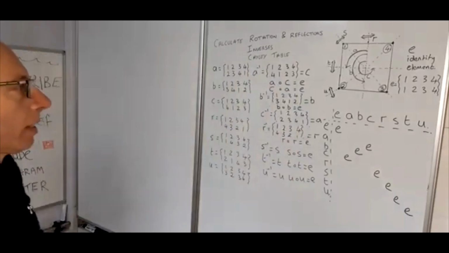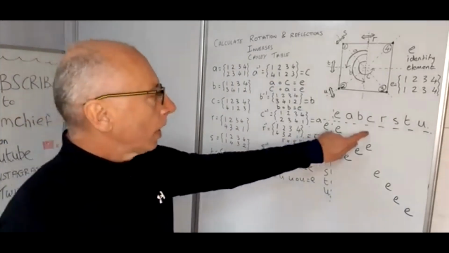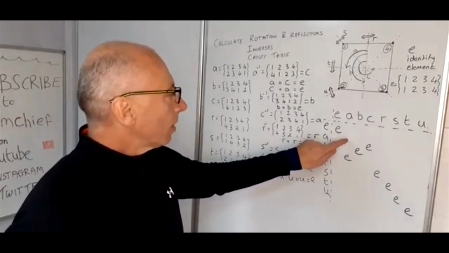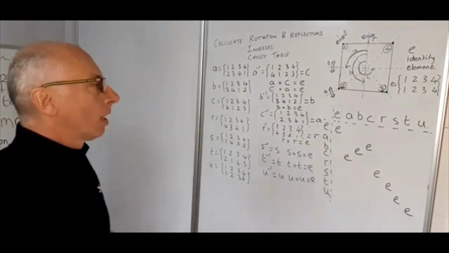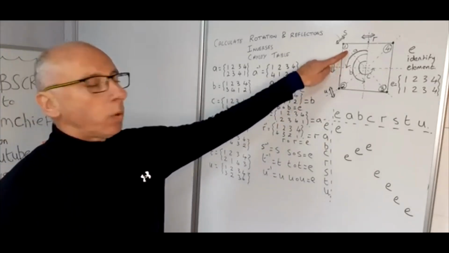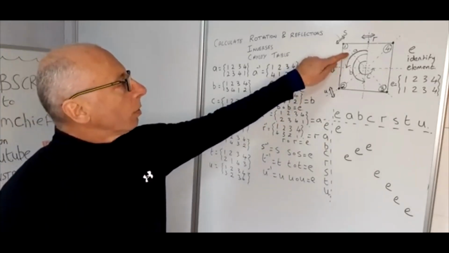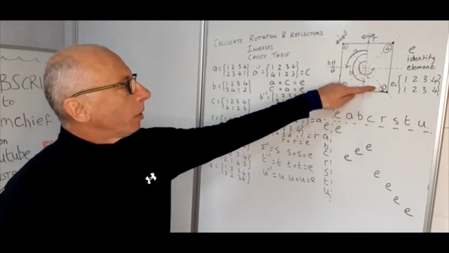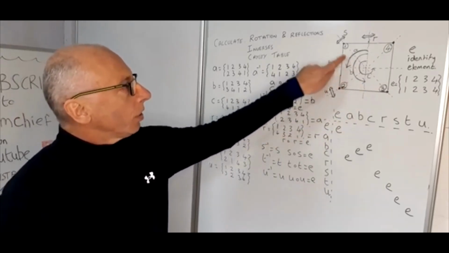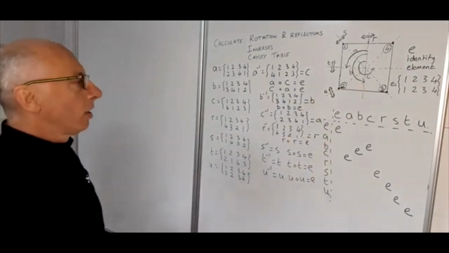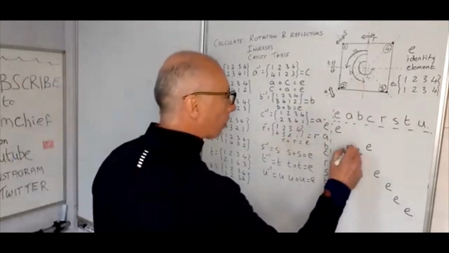Okay, now what we want to do is to try and work out what happens when A acts on A. So if we start from point 1 and we do A and then A again, we're going to end up with a rotation through 180 degrees. So A acting on A will give us B. So that's equivalent to B.